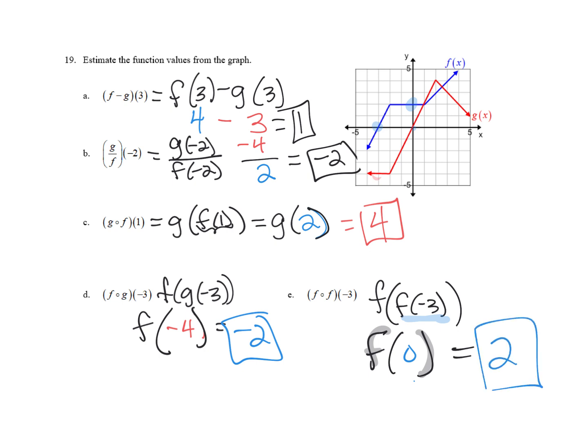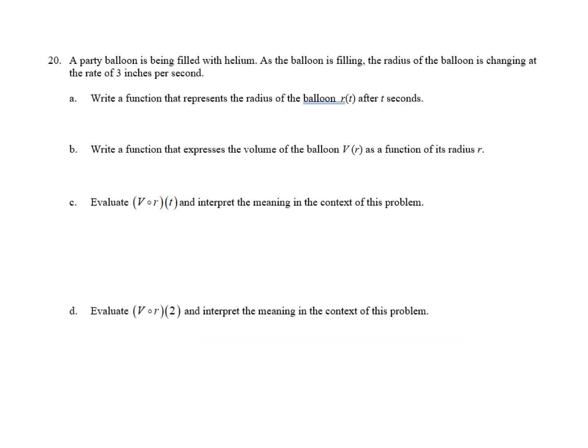So we can plug a function into itself. That's a possibility. So let's look at an actual application problem here. A party balloon is being filled with helium. As the balloon is filling, the radius of the balloon is changing at a rate of 3 inches per second. Write a function that represents the radius of the balloon, r of t, after t seconds. Well, keep in mind the balloon is increasing at a rate of 3 inches per second. So r of t, the changing of the balloon, is 3t because it's 3 inches per second.